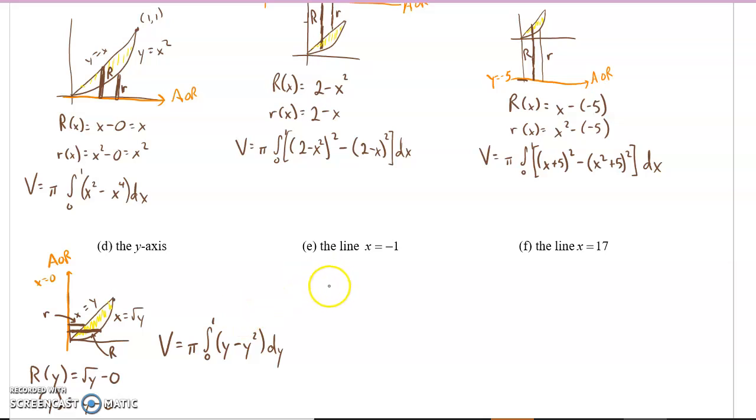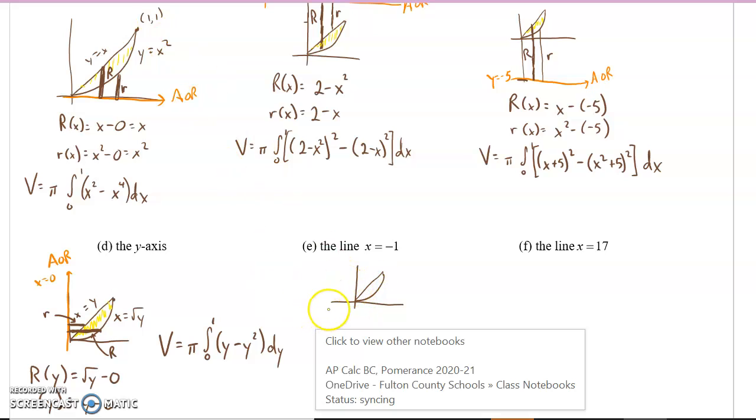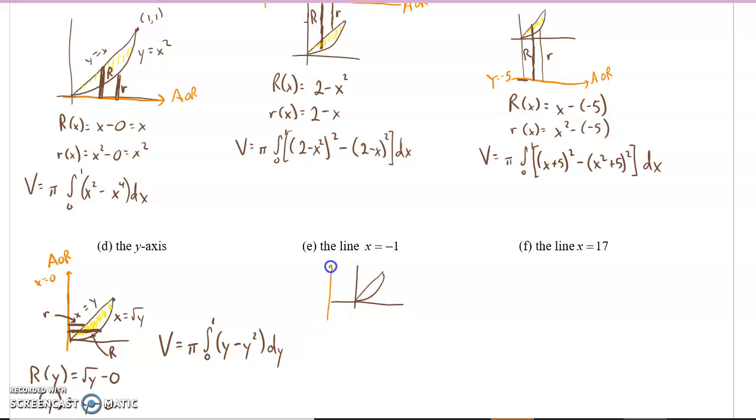All right, so moving on to the next one. This time we've got x equals -1, so that's going to move off to the left. We've got the same shaded region, and this time we've got our axis of revolution over here. The AOR is x equals -1. We're still taking that same old region every single time, finding big R and little r, measuring from the axis of revolution.